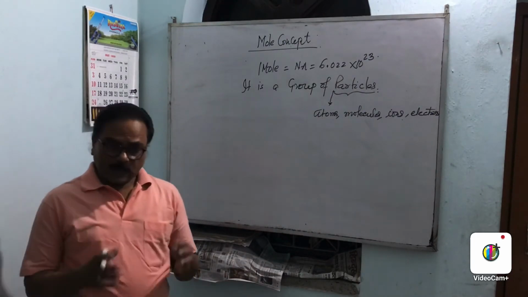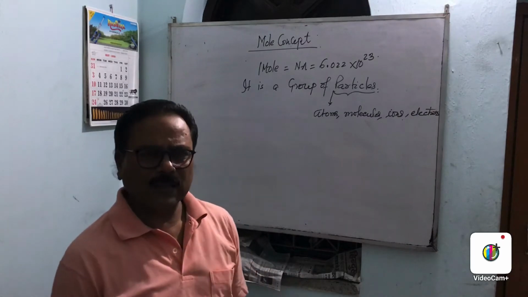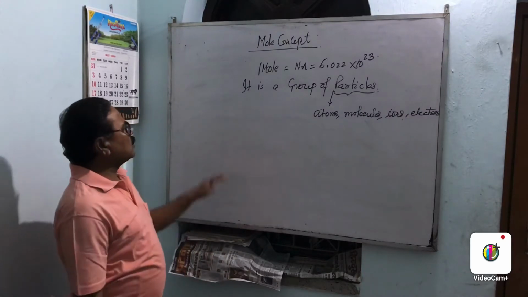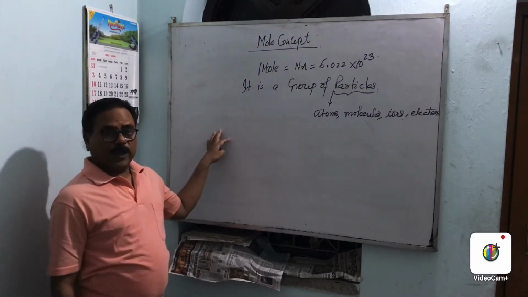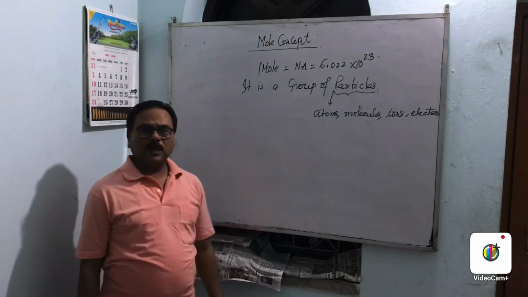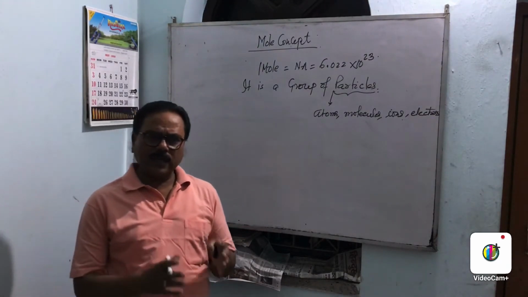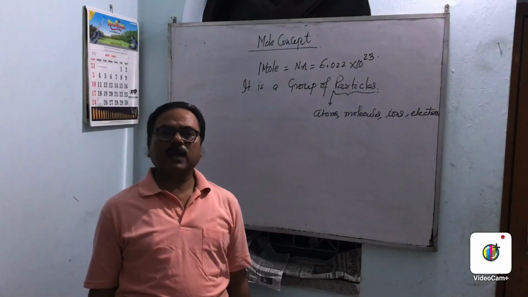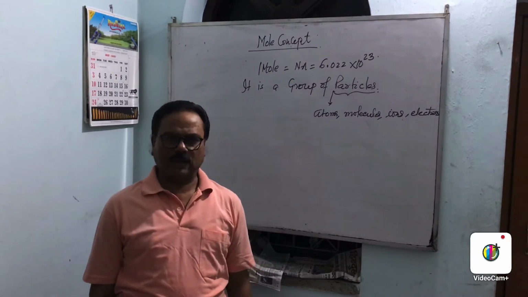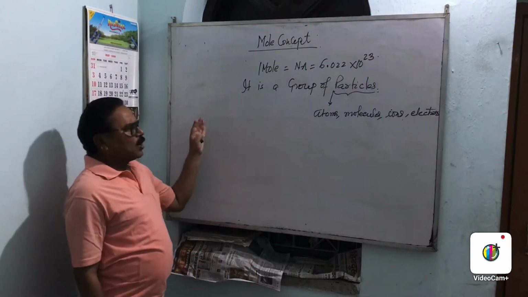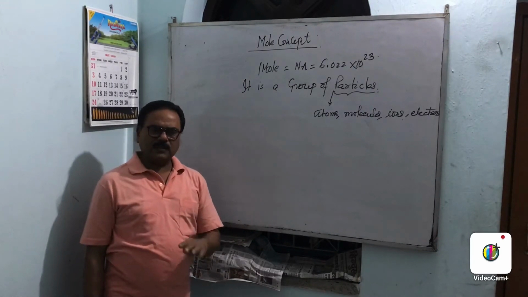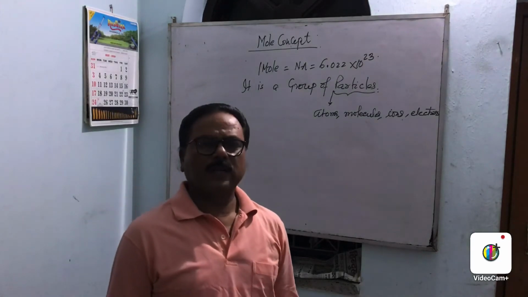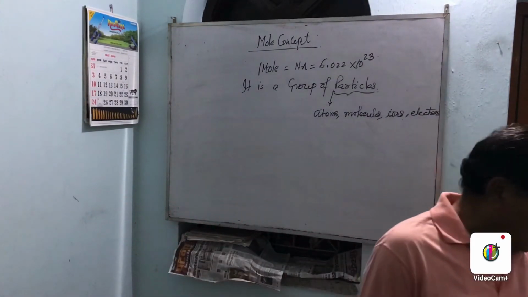Now, many definitions of the mole have been given, but the accepted one, in the bookish way, is this: the mole is the amount of the substance which contains the same number of elementary particles as are present in 12 gram of carbon, that is C-12.